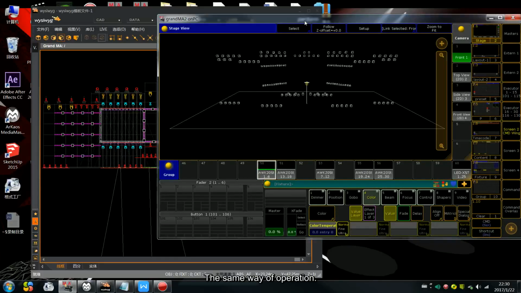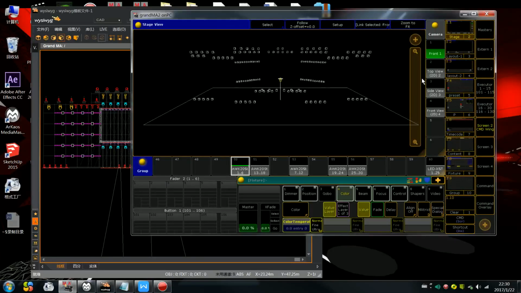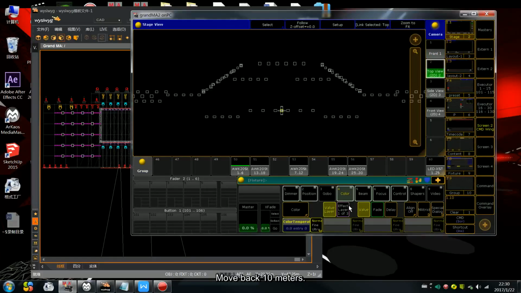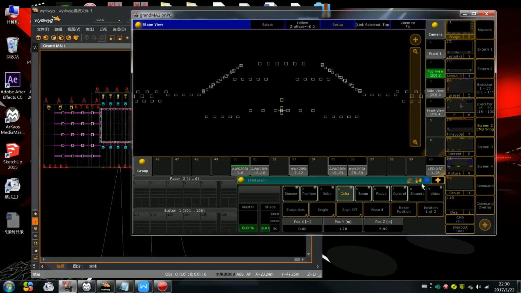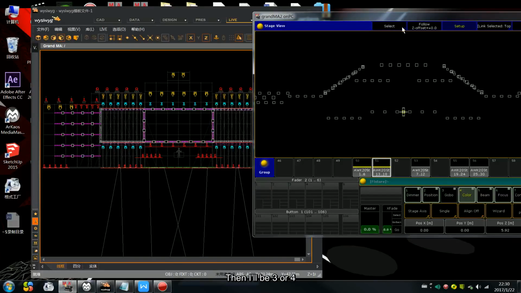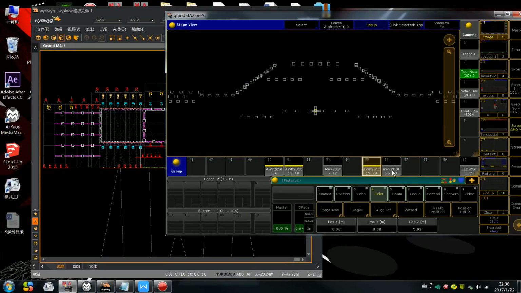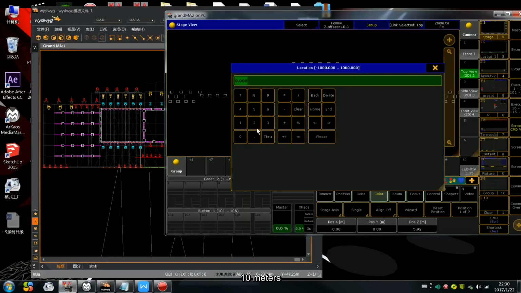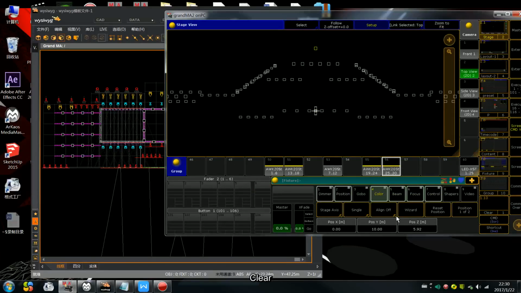The same way of operation. Move back 10 meters. Wrong. I shouldn't be a set of lights. 1, 2. Then there is one more in the middle. Then I'll move 3 or 4 backward. 10 meters. Height 0 meters. Clear. The first set of lights.